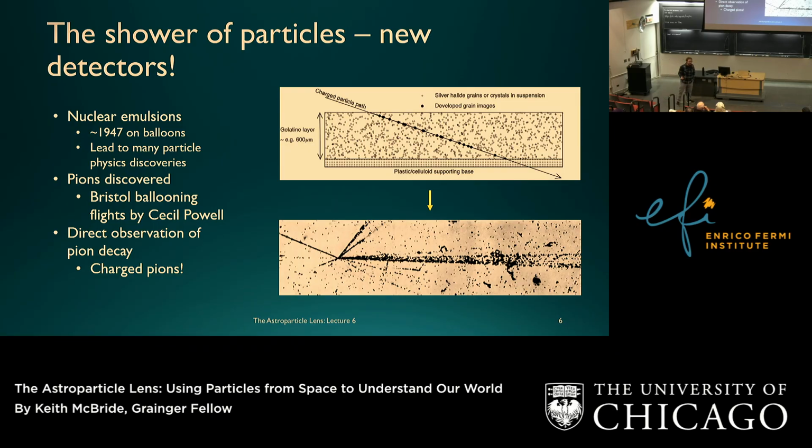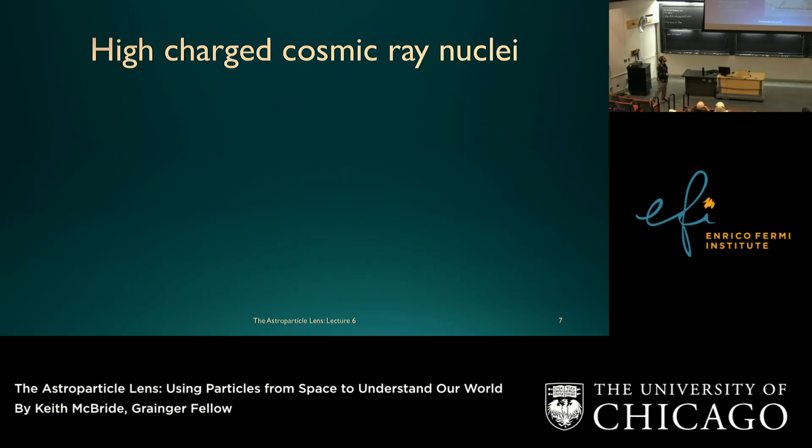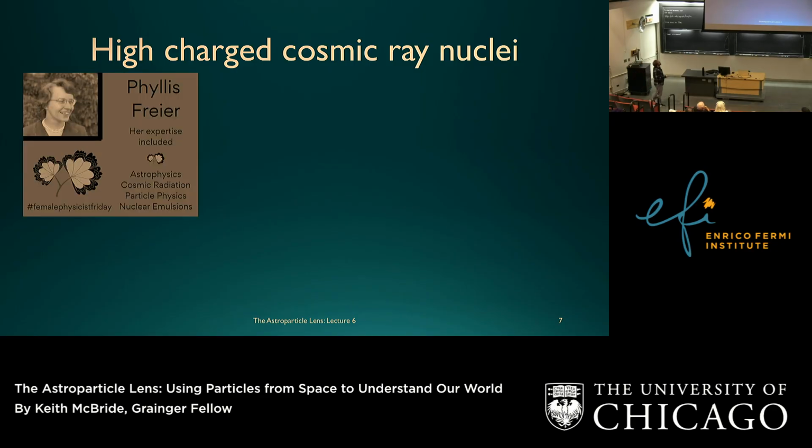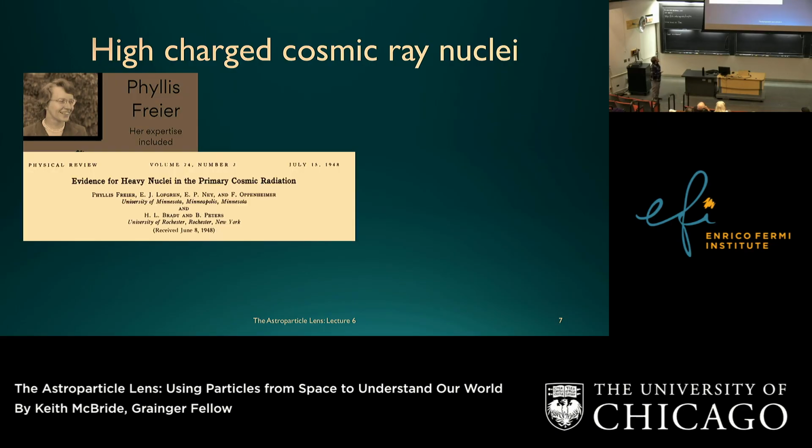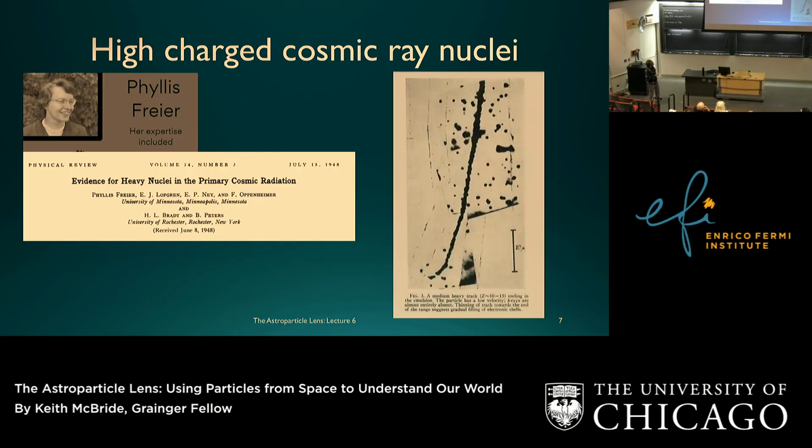And this led us to understand that pions are charged particles too. I'll come back to pions in a little bit. But just a year later, 1947, pions are discovered. Just a year later, Phyllis Fryer here at the University of Minnesota nearby was a graduate student and decided to work on putting those nuclear emulsions herself on balloons. And she found evidence that there were highly charged or heavy nuclei in the cosmic radiation, right?